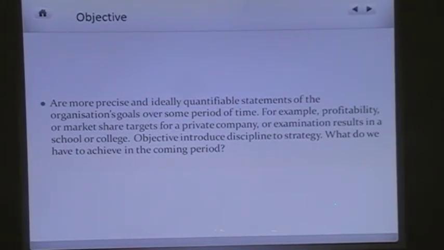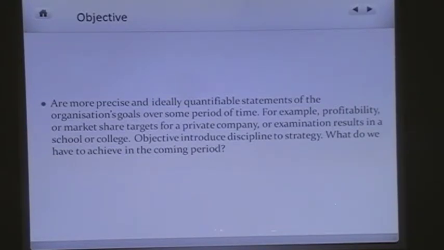Let's look at objective. To be more precise, we're looking at quantifiable statements. Now, objectives are basically quantifiable statements for an organization, and they start at a particular time, and the organization is able to achieve that objective at a particular point in time. So, for example, profitability or market share targets for a private company or an examination result for a school or a college are achievable objectives.